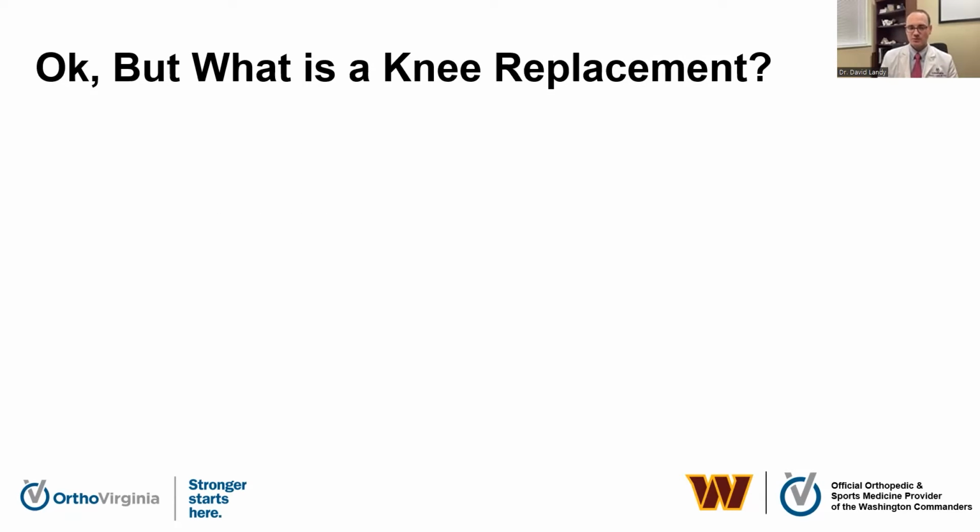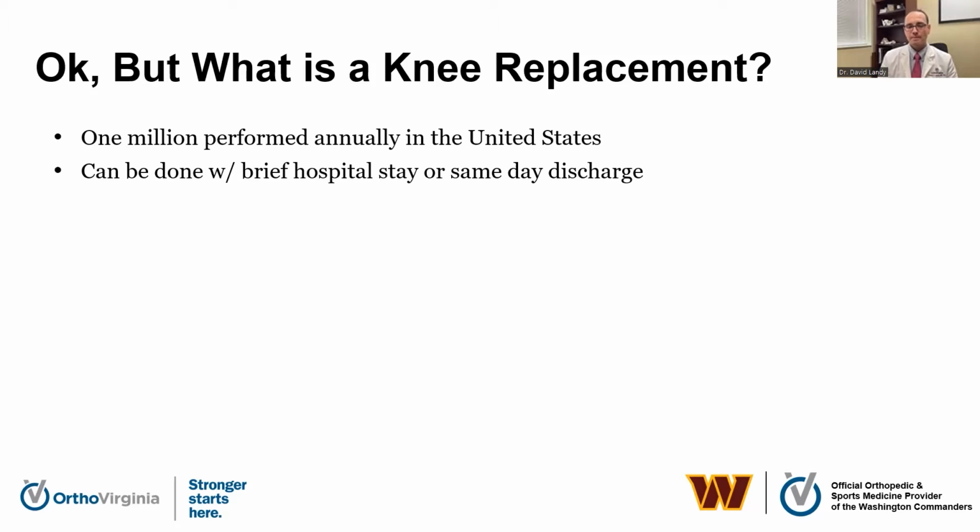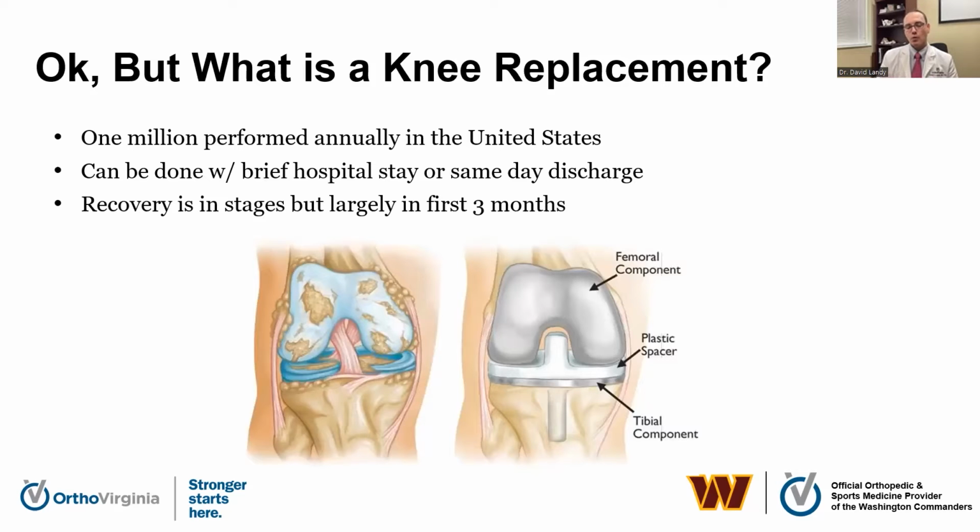Okay, so what is a knee replacement? Well, essentially, there's 1 million performed annually in the United States. You might spend the night in the hospital or even go home the same day of surgery. And then what happens is the ends of the bone where the cartilage is diseased are cut off, and then they're replaced with metal caps that are usually cemented in place, though sometimes they're just hit in place really hard and the bone is meant to grow into the pieces. And then there's a plastic piece in the middle, or a spacer, or an insert that's put in there.